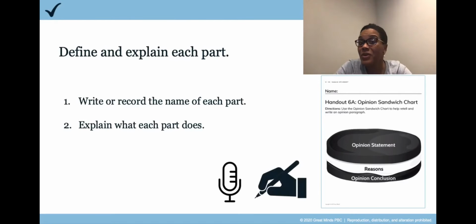All right, friends, now what you are going to do is go back to handout 6A, the opinion sandwich chart. And here's what you're going to do. You are going to define and explain each part by writing or recording the name of each part and explaining what each part does. Are you ready? Pause the video to record or write.